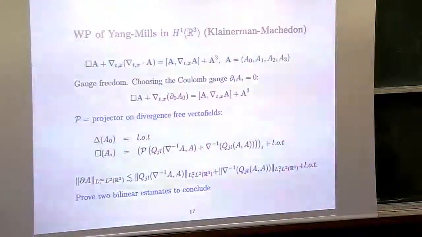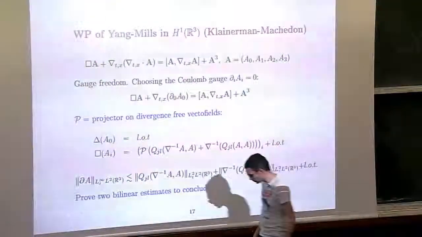The way you do this is by reminding that you have the Coulomb gauge, which allows you to say that because you're divergence free, I can project on divergence free vector fields without losing any information. So P is the projector on divergence free vector fields, in space, with respect to the space variables. So what's happening when you do this?